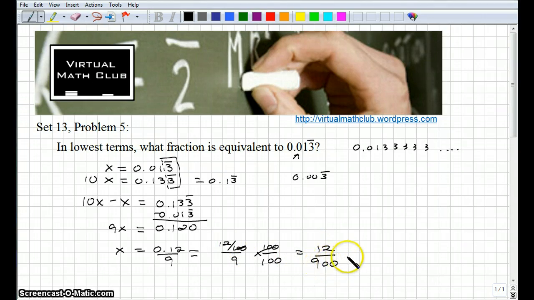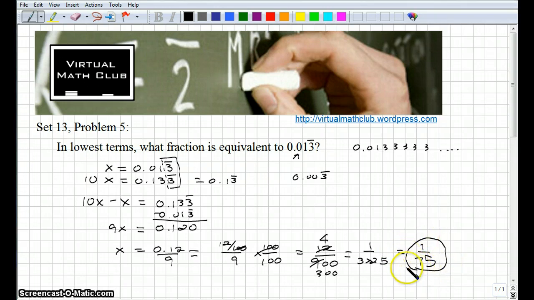Okay? But that's not in lowest terms, as you can see, because I can divide both sides by 3, right? I can divide this by 3 and I get 4, and 900 by 3 I get 300. And you can see that this is 3 times 100, and 100 is divisible by 4, so that's 1 over 3 times 25, right? 3 times 25, and that's just 1 over 75. Alright? And that's our answer.